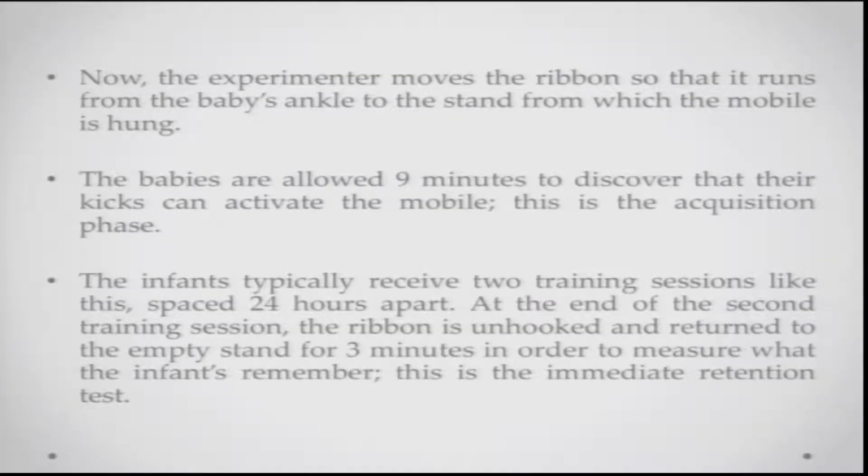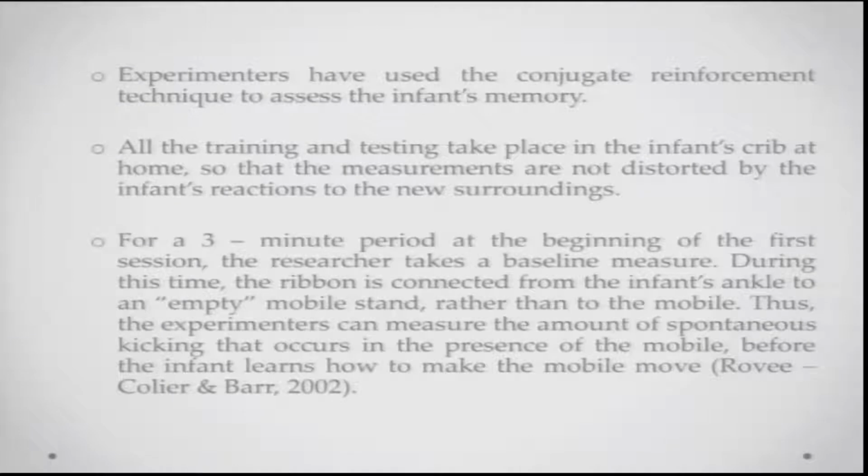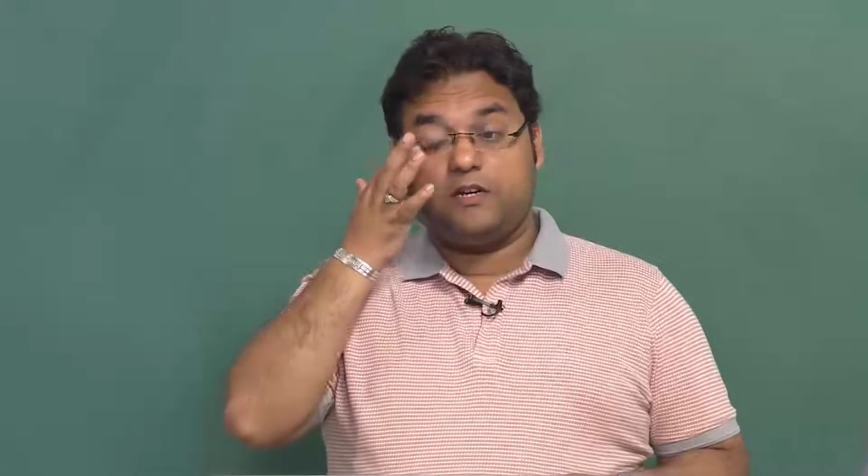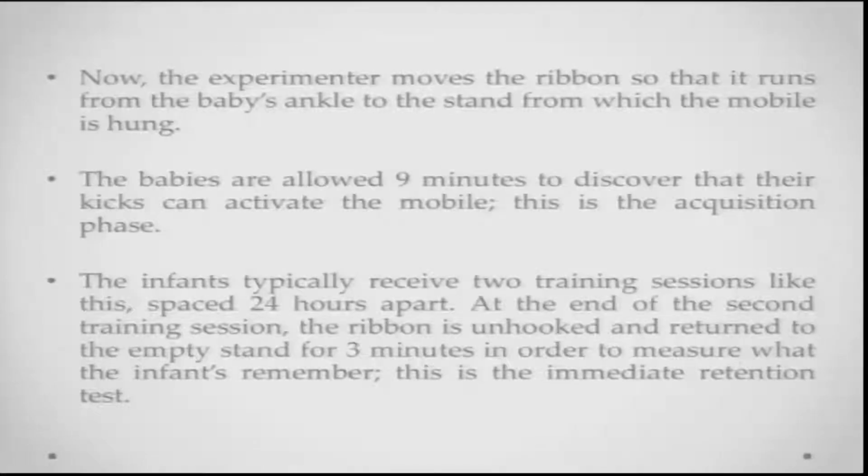Now, the experimenter moves the ribbons. Later, they move the ribbon so that it runs from the baby's ankle to the stand in which now the mobile is hung. So, they connect these two things.